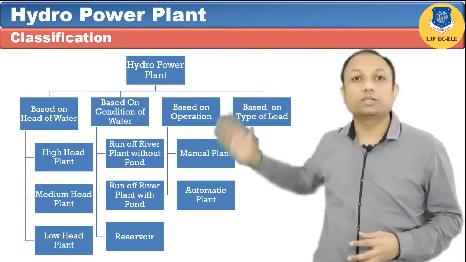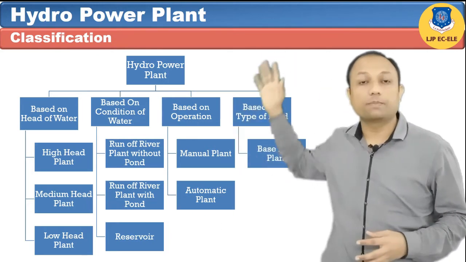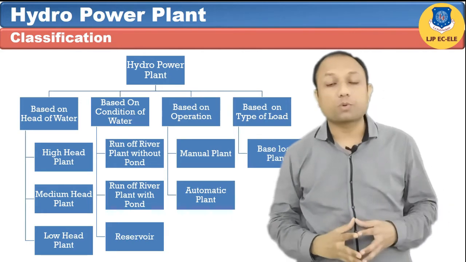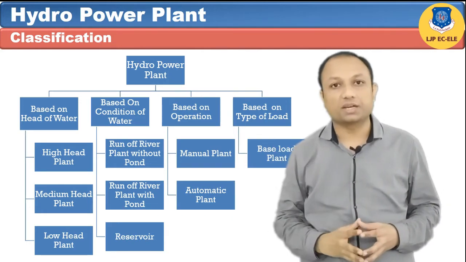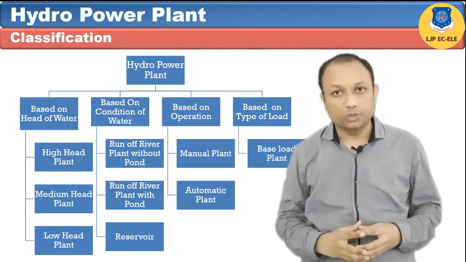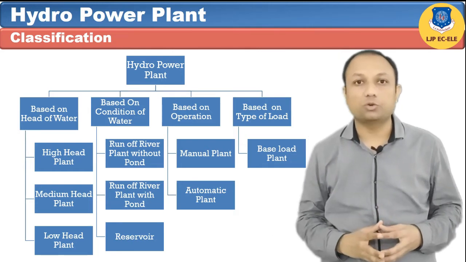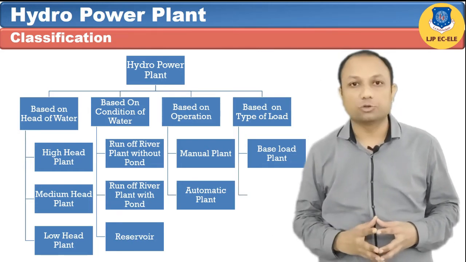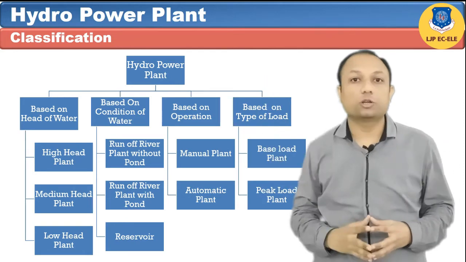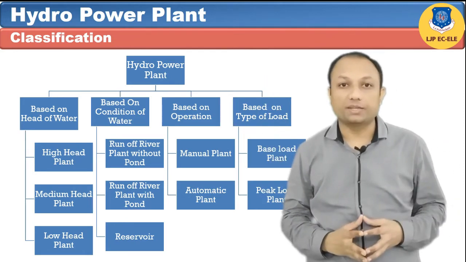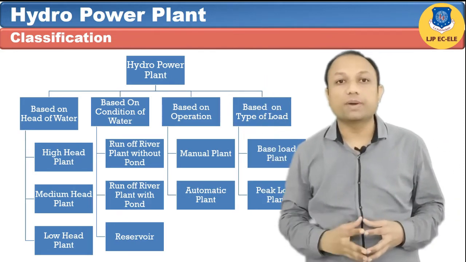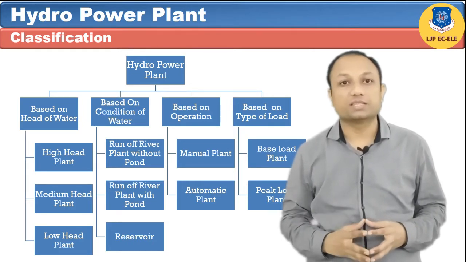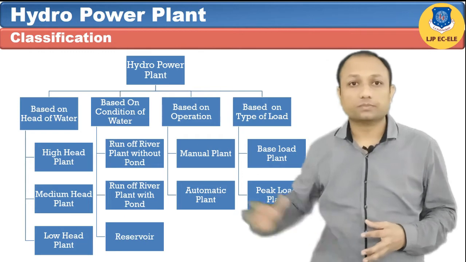Fourth one, based on type of load. In that first one, base load plant. So this type of plant operates throughout the year and supplies the most of load. Runoff river plants without pond works as the base load plant. Second, peak load plant. This type of plant operates only when the load demand is peak. Runoff river plant with pond works as the peak load plant.